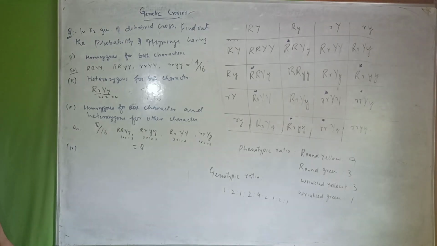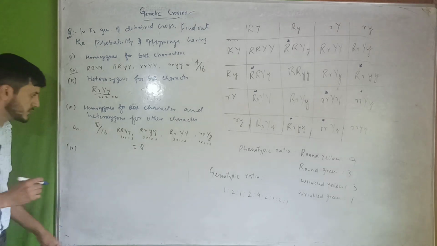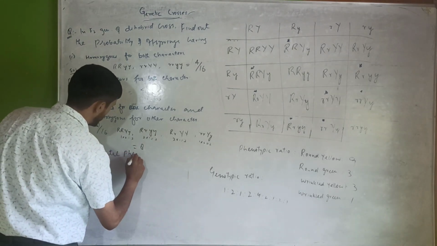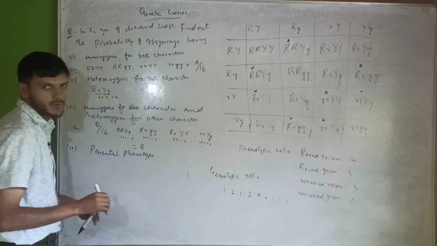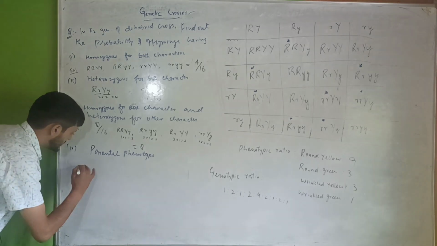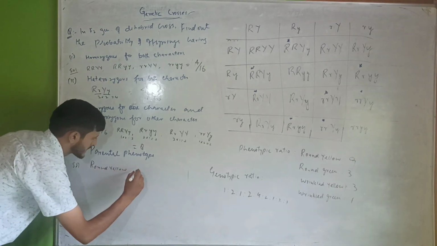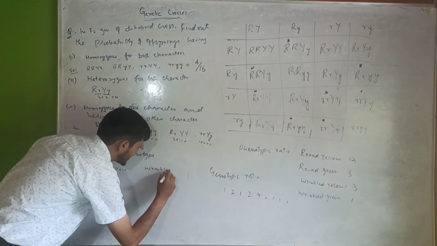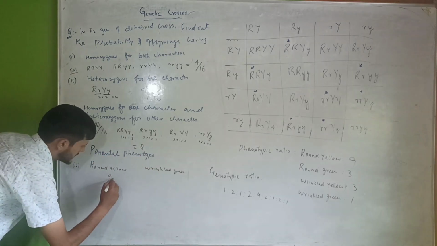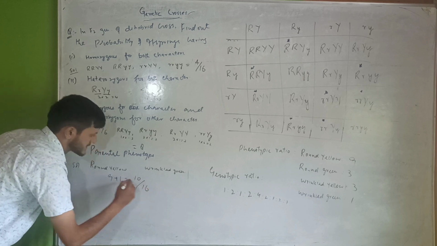Find out the probability of the offsprings which are having parental phenotype. Parental phenotype. Where the two parents are round yellow and wrinkled green. Round yellow 9, wrinkled green 1. So the answer will be 10, 10 by 16.